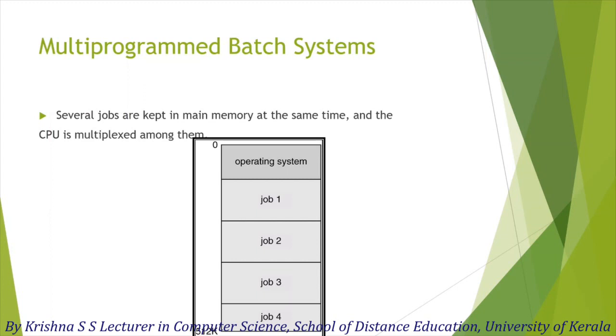It will go to the IO to perform the IO operation. At that moment, job 2 will be occupied by the processor, and it will proceed with its execution. When job 2 is going for an IO operation, what will happen? Job 3 will be allotted to the processor. When job 3 is going for an operation, job 4 will be allotted for the execution.